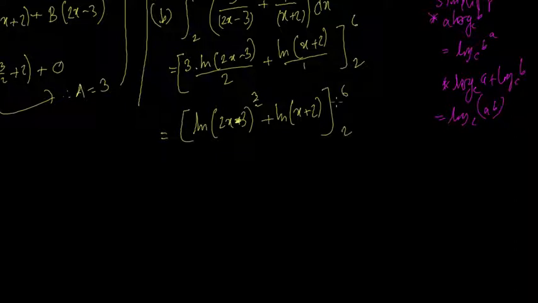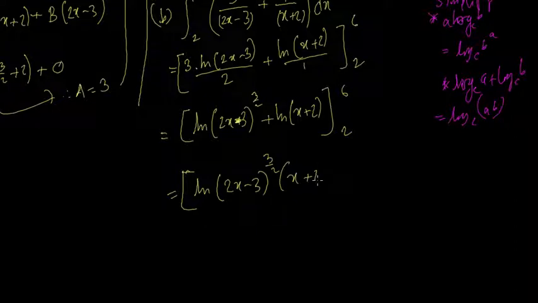So 2 to 6. So now we can write ln, if I put 6 here, 2 times 6 is 12, 12 minus 3 is 9, so 9 to the power 3 by 2. The best idea is to simplify first. So we can write ln of 2x minus 3 to the power 3 by 2 into x plus 2. Now we can put the limit after we have simplified.